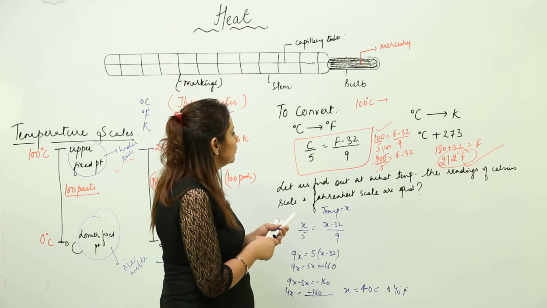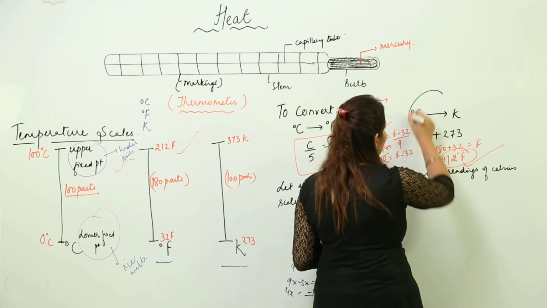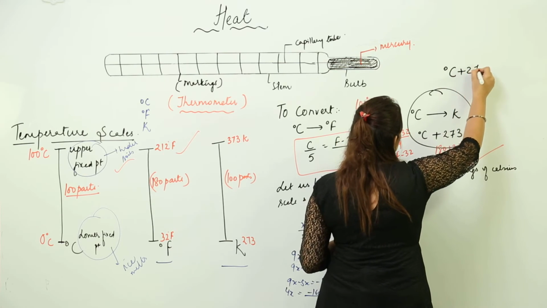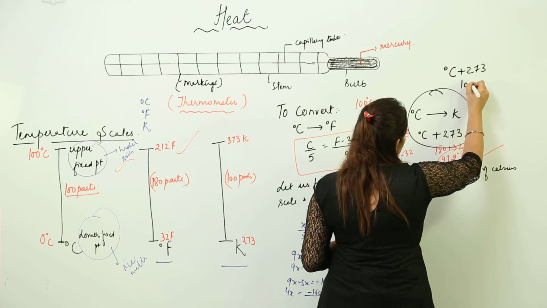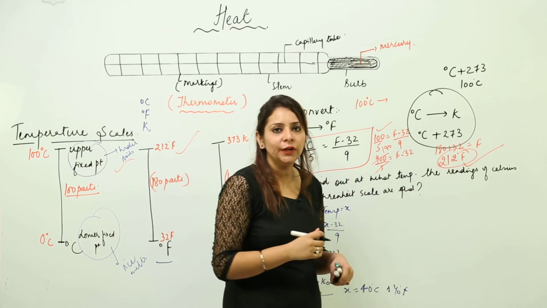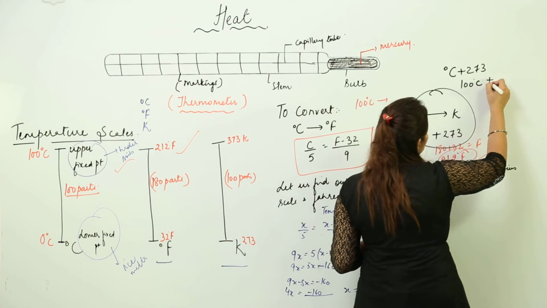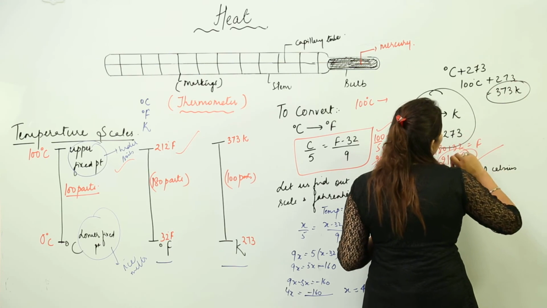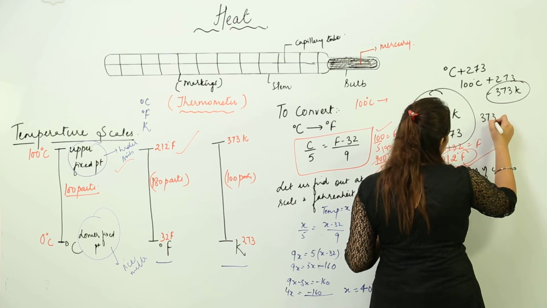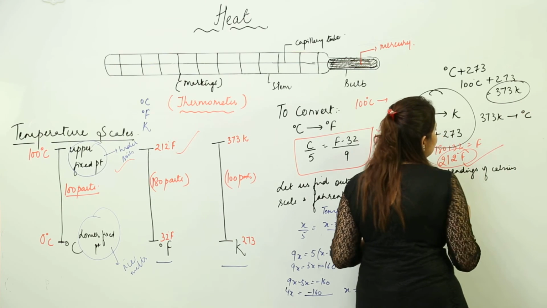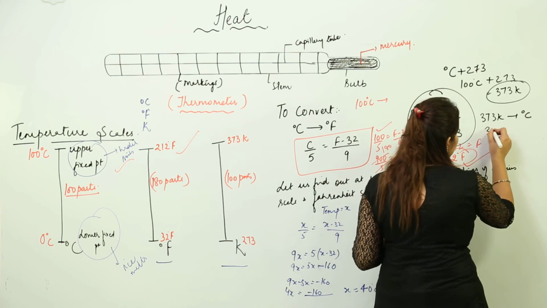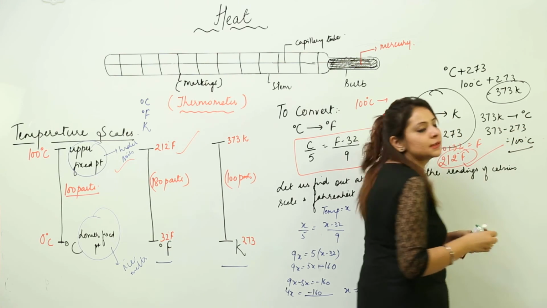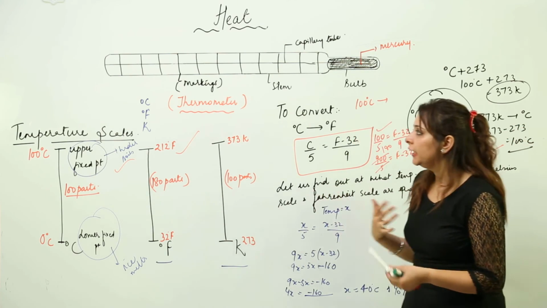The other, if you need to convert degree Celsius into Kelvin, how will you do it? You will add 273 to the degree Celsius. Suppose I give you a temperature of 100 degrees Celsius and I ask you to convert into Kelvin, just add 273. So it becomes 373 Kelvin. And likewise if I give you 373 Kelvin and ask you to convert into degree Celsius, just subtract 273. So it comes out to be 100 degrees Celsius. So that means temperatures are interconvertible.